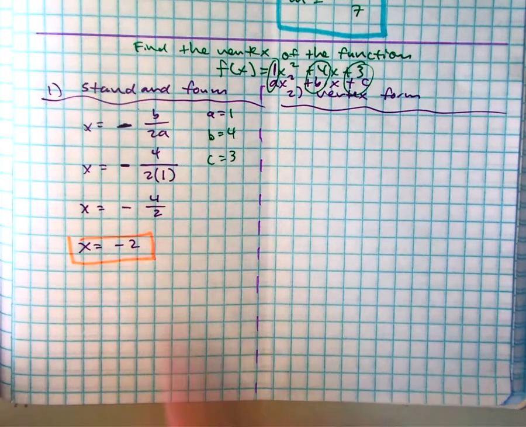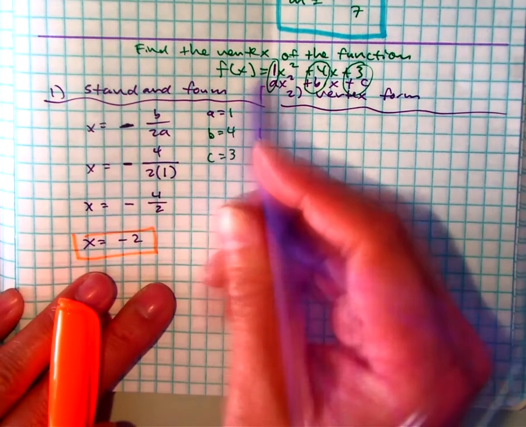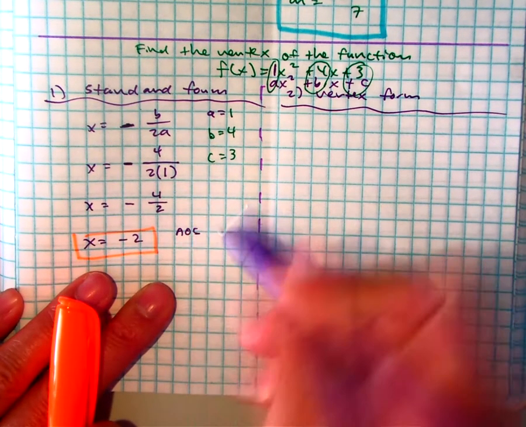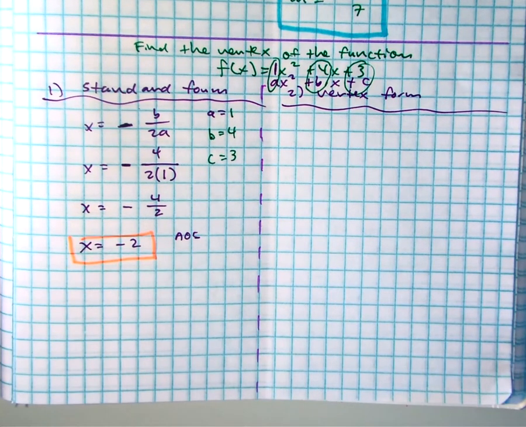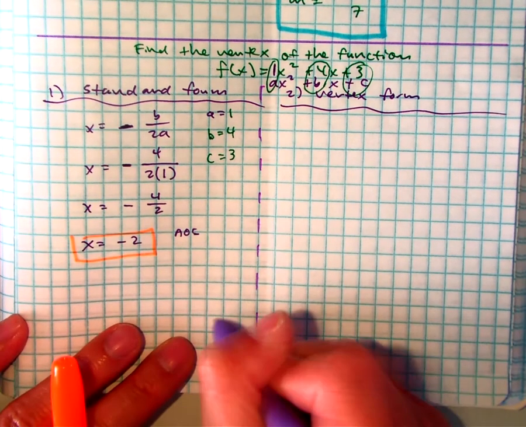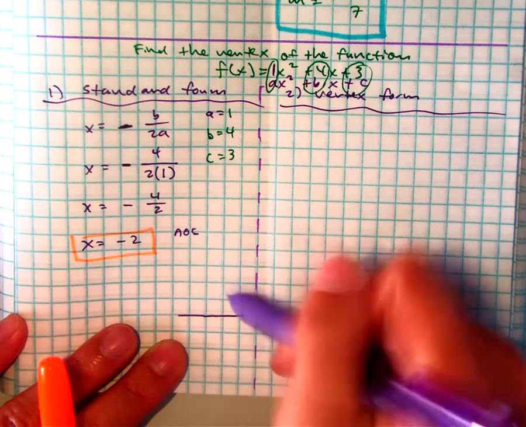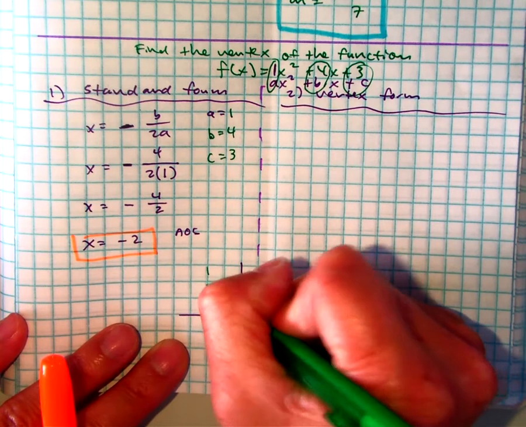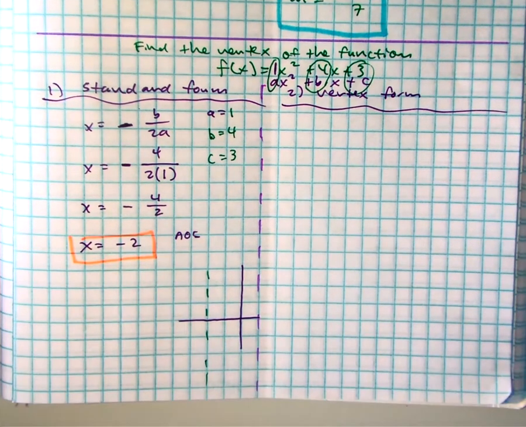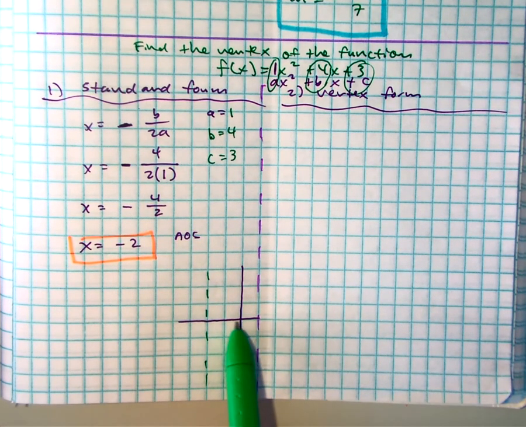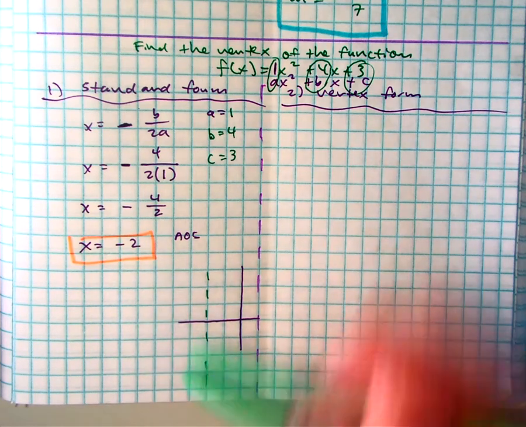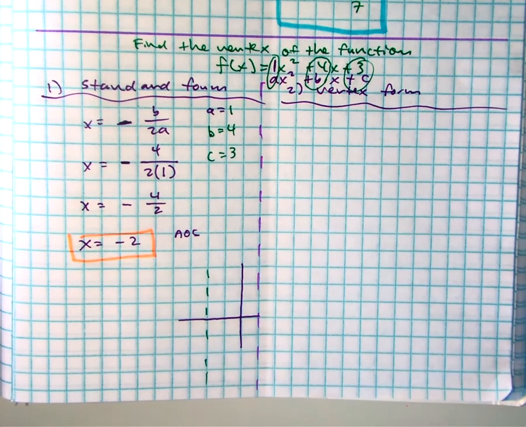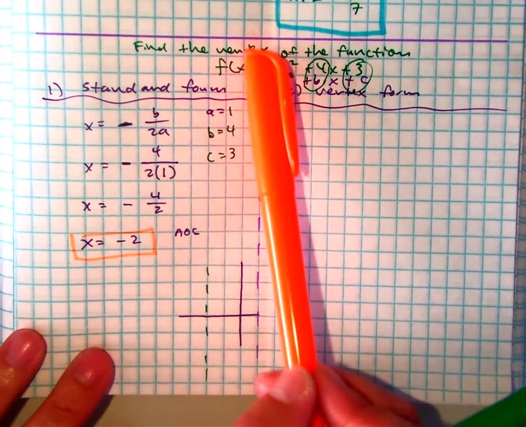Well, what do I do with that negative 2? First off, let's note, this is your axis of symmetry, or your line of symmetry. What is that going to look like on a graph? Let's give yourself a visual. Don't yell at me, no ruler. Negative 2 here. So if this is the origin, this is where your graph, your parabola, is going to fold in half. Okay? So how do we find the vertex?